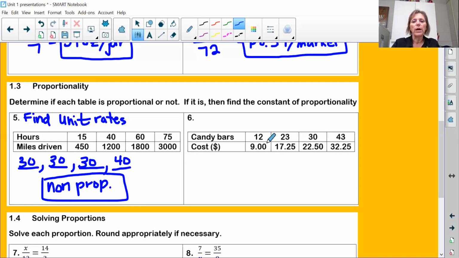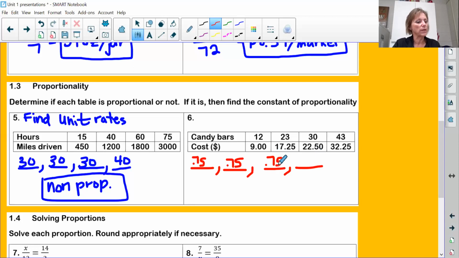Okay, look at this one. Now we know money goes on top, so I'm going to say 9.00 divided by 12 is 0.75. One more time, let me change colors this time. I need 4 unit rates, 1, 2, 3, 4. The first one was 0.75. So I'm going to tap out the next one. 17.25 divided by 23 is 0.75 again. 22.50 divided by 30 is 0.75.